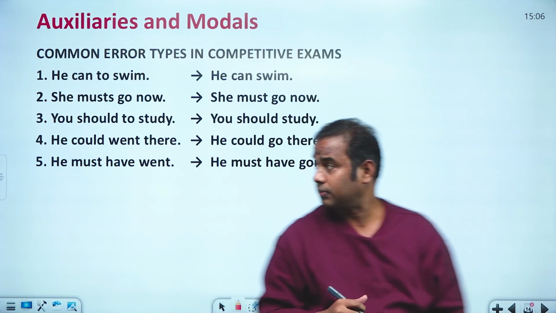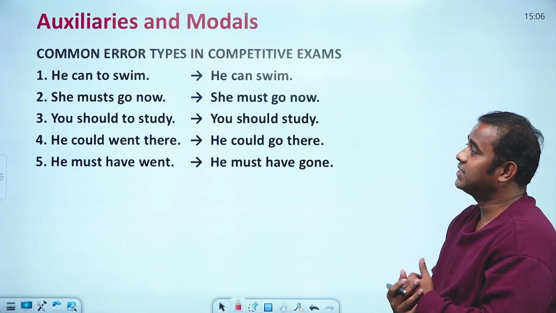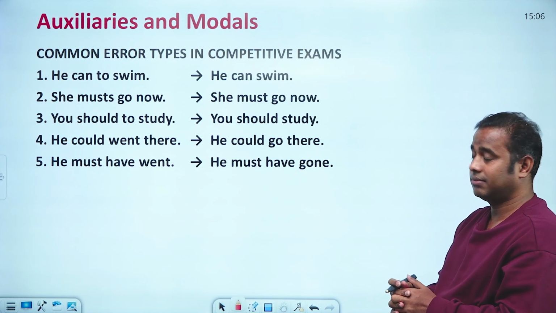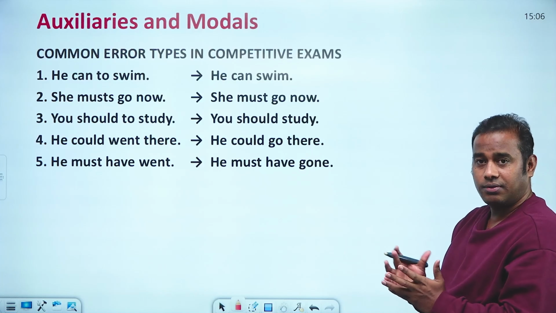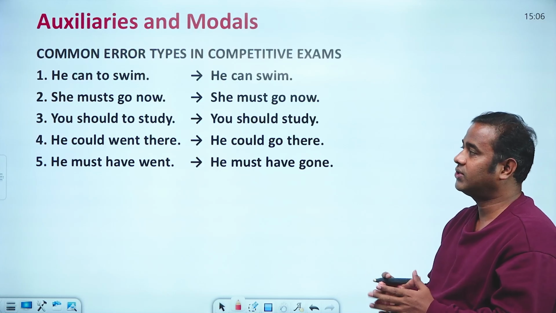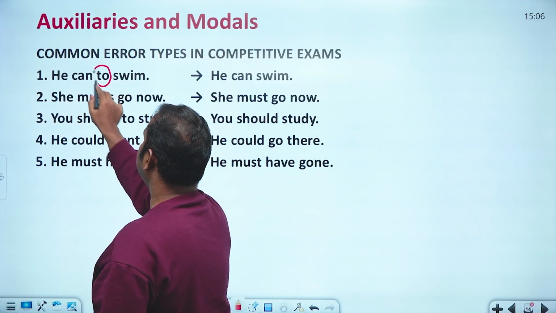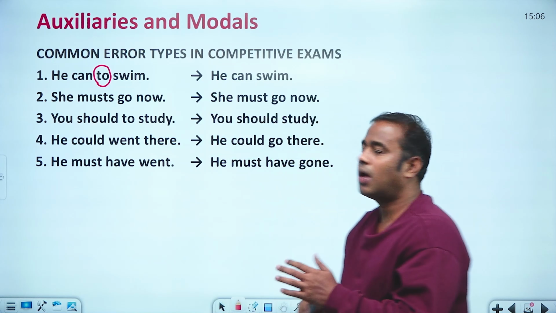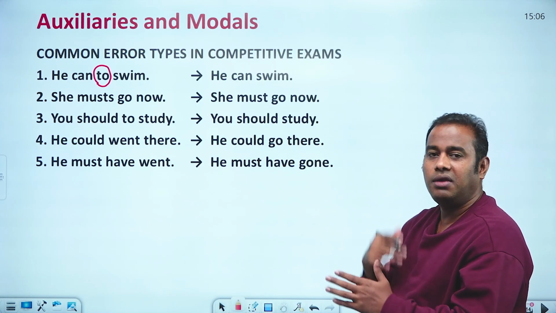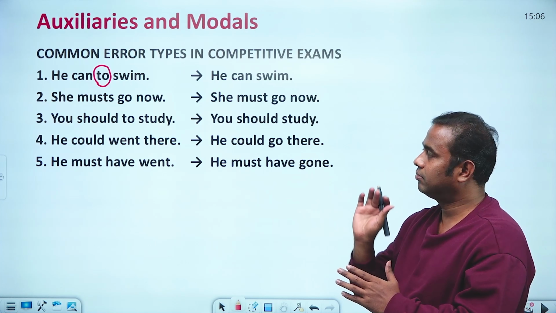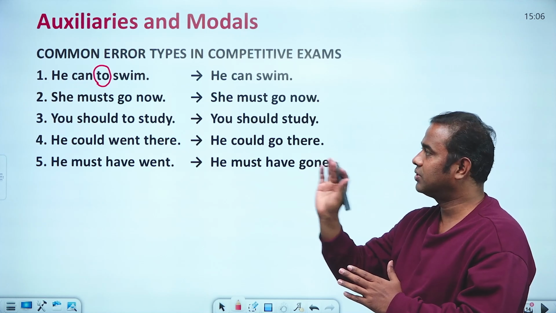Okay. Now, coming to the examination point of view, if you look at these varieties, common errors are generally made by using the auxiliaries and modals. So, "he can to swim." Here, "to" is not used. Okay, he can swim. So you can't use this infinitive "to" here. After the modal verbs, don't use infinitives.